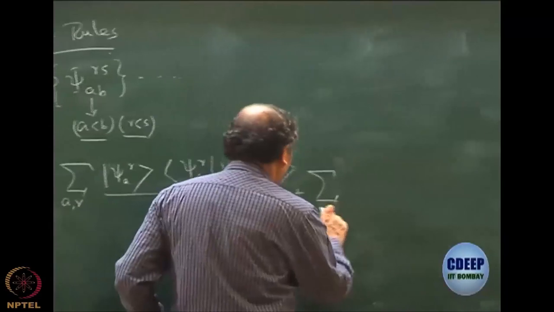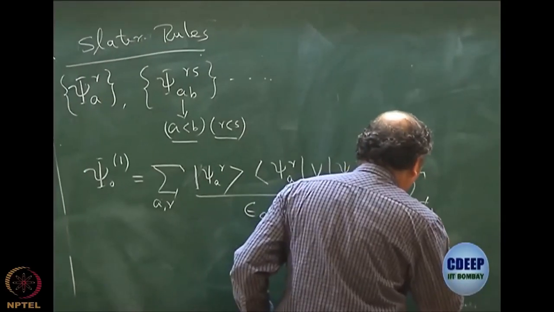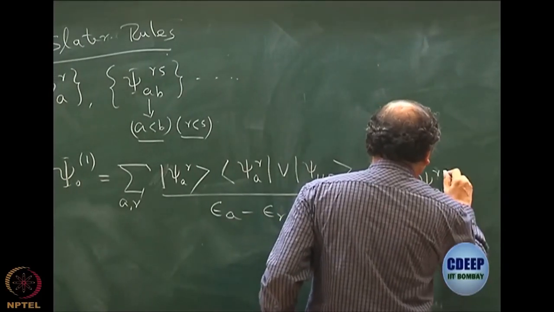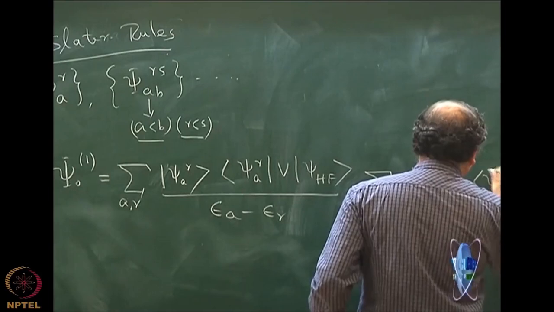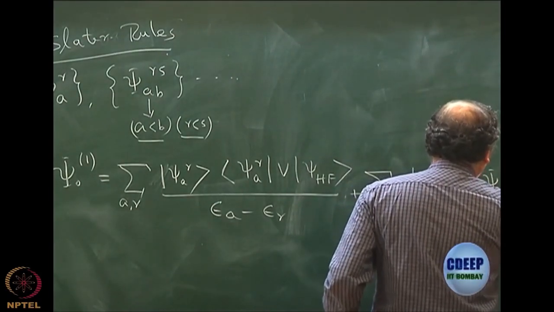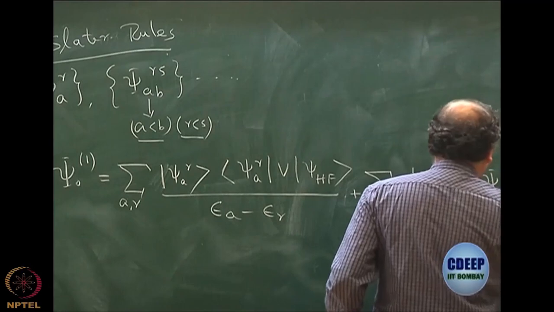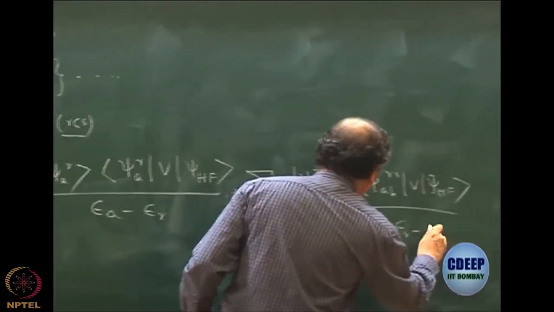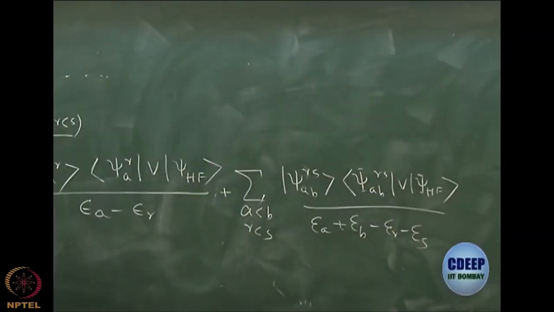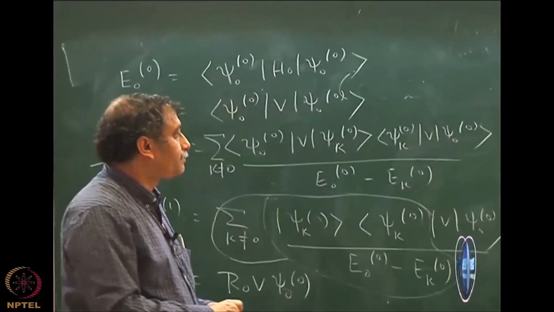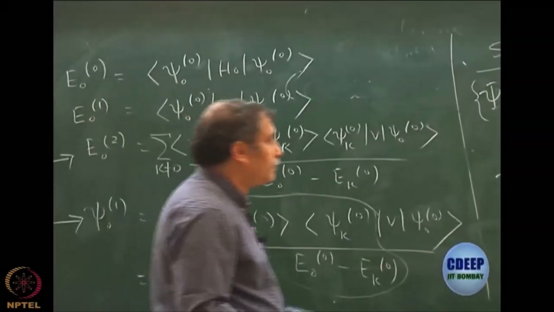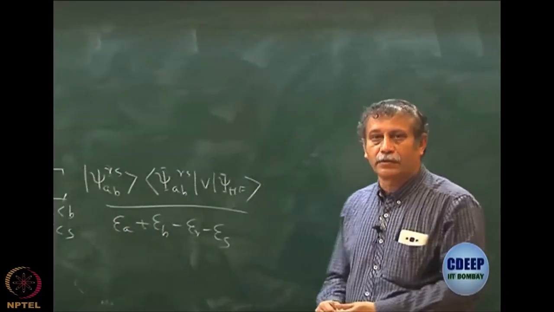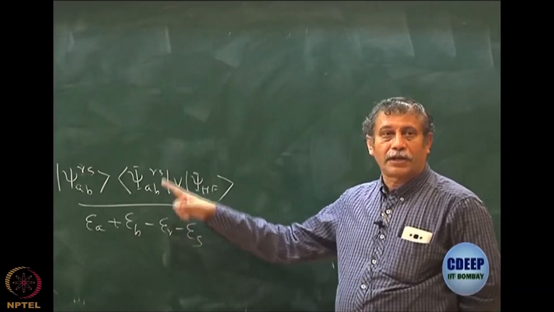So the second term is a sum over ABRS, again A less than B, R less than S, psi ABRS V psi Hartree-Fock divided by epsilon A plus epsilon B minus epsilon R minus epsilon S, right? And we can derive each of these. Now we know how to get this by Slater rule. Remember, this will be the conjugate of what I wrote.